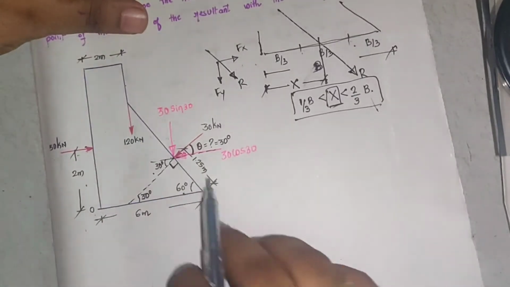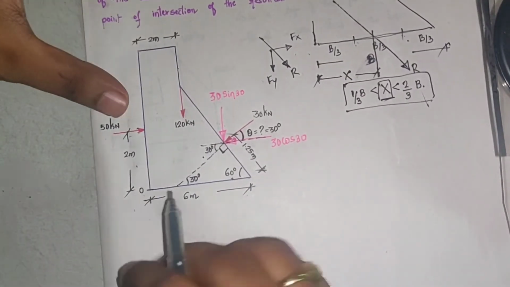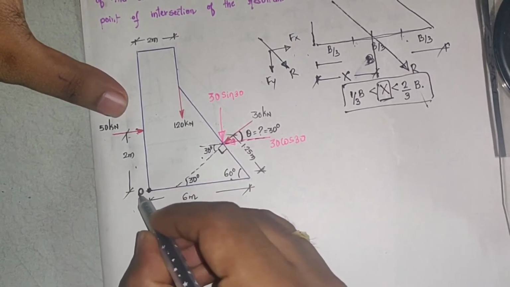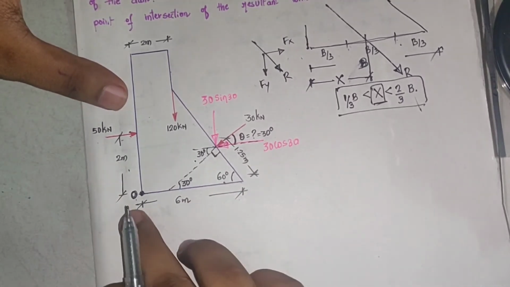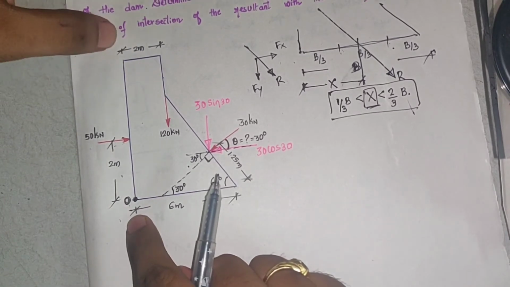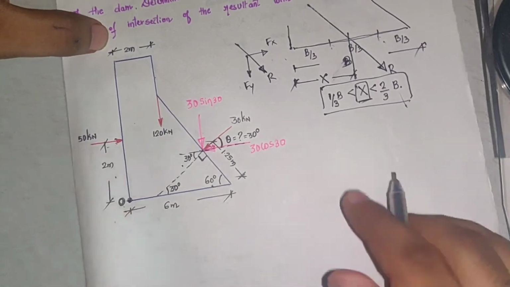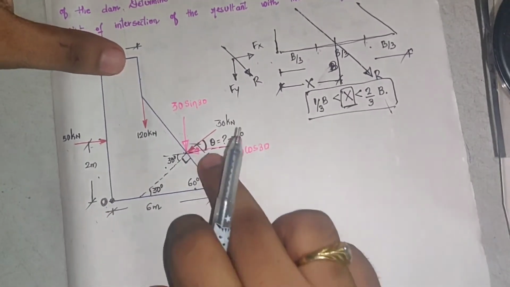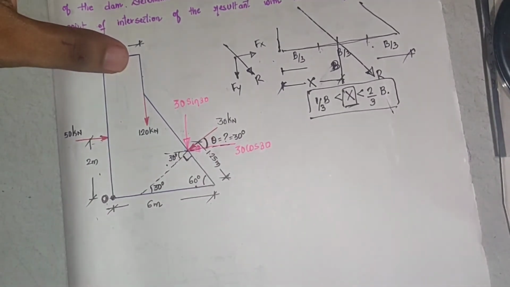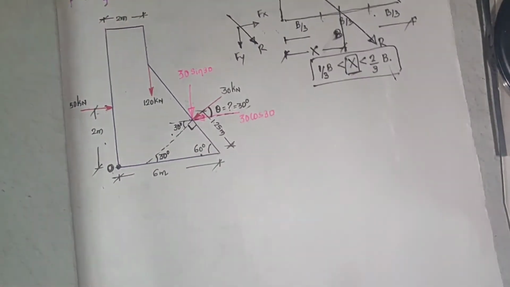Now I'll draw this figure once again because we need that, and we are taking moment with respect to what? This point O. We are determining the resultant acting on the dam with respect to point O. When you take the moment of these two forces, I'll come to that later. Now that you have understood how we got 30 degrees, we'll move ahead.